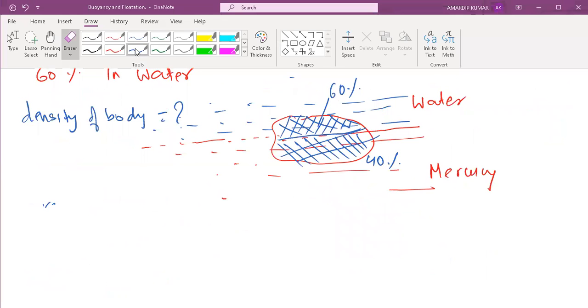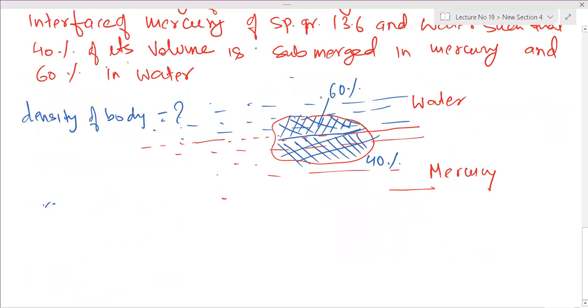Force will be... let us solve this now. If you got this answer, then it's fine. 6040. This is your answer.